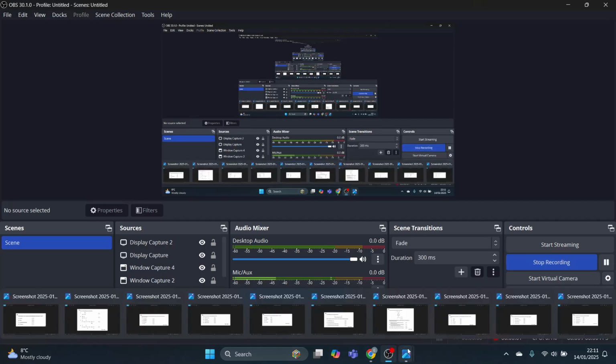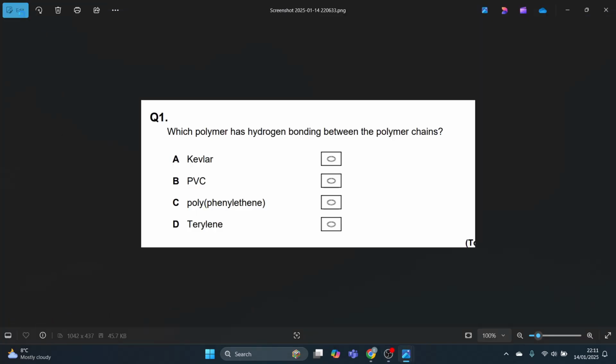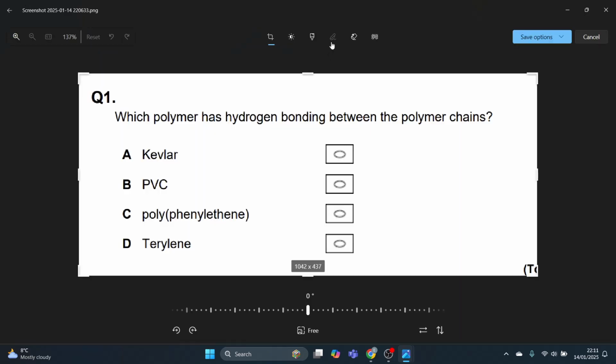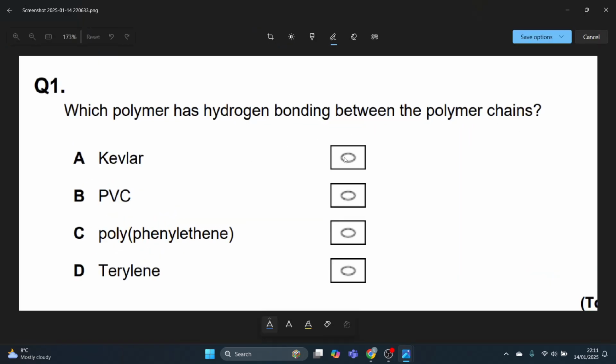Polymers multiple choice questions. Question 1. Which polymer has hydrogen bonding between polymer chains? One question you need to know. It's Kevlar.